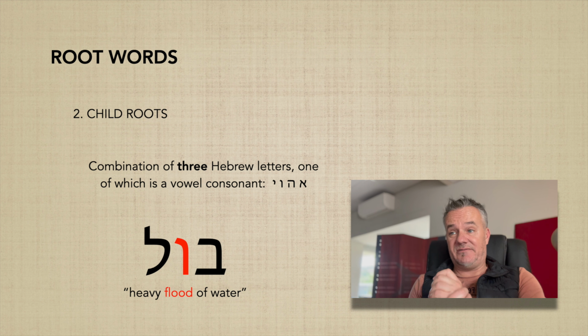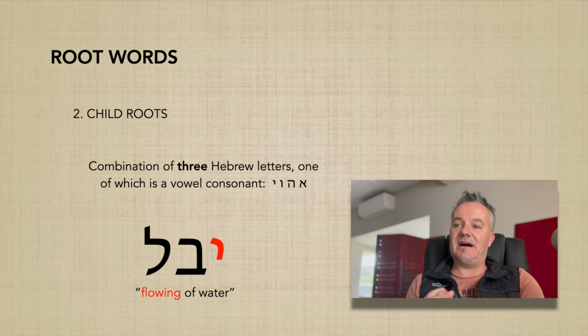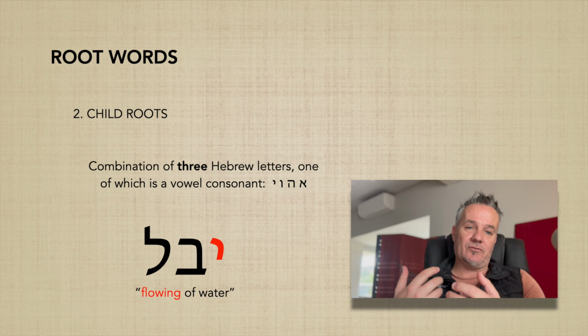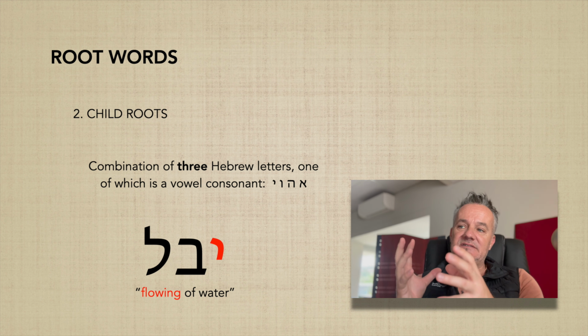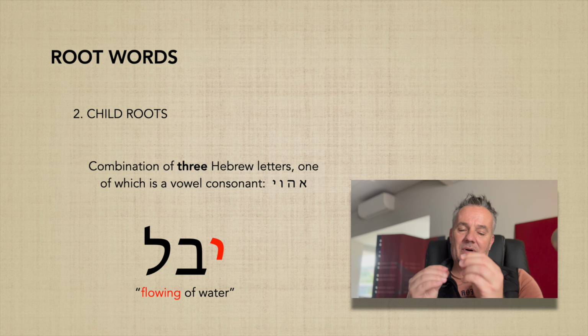Bul, which is a flood, a heavy flowing of water. And then finally, yaval, which is a stream or a flowing of water. Can you see all of these derived words from the parent root baal have something to do with flowing? So, the rule for a child root: a parent root with any of those four weak consonants or vowel consonants added into the word. And then finally, we have the idea of adopted roots.